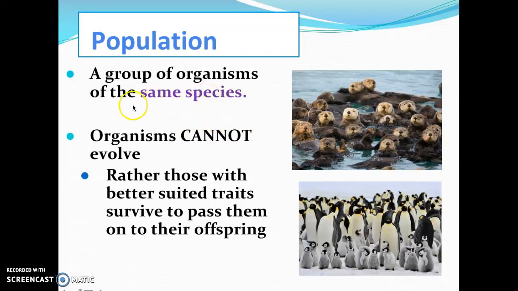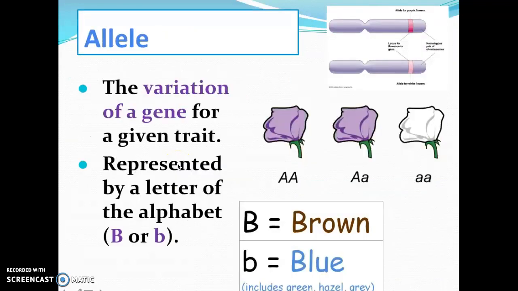And one thing that I want to emphasize is that organisms on their own cannot evolve. Okay, there's not one single organism that during their lifespan can evolve, but rather evolution happens in a group of organisms, or the population of those organisms, over a long period of time. And I'm talking millions or even billions of years. So rather, those with better suited traits survive to pass them on to their offspring. So those traits that are better suited for an environment will be passed on to offspring, because obviously those are the organisms that will be able to survive more frequently. But organisms themselves don't evolve, rather populations of organisms evolve over a long, long period of time.